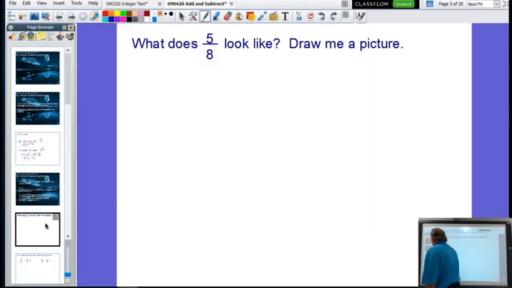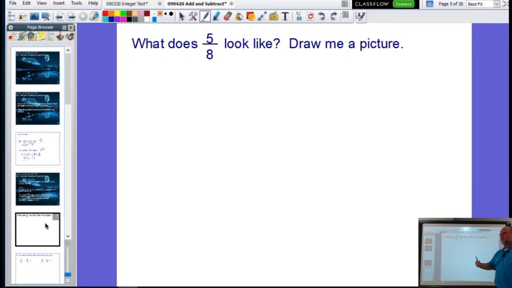Okay, so the first question I have for you then is, what does 5/8 look like? If you were to draw me a picture of what 5/8 looks like, what would it be? Pause the video and draw me a picture on your notes. Okay, so let's see how you did.